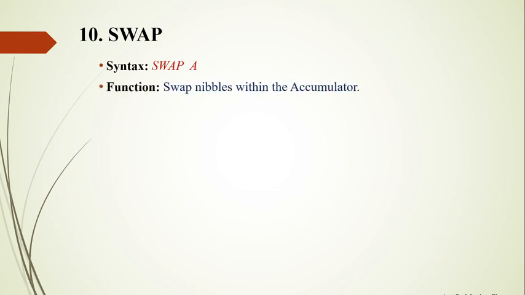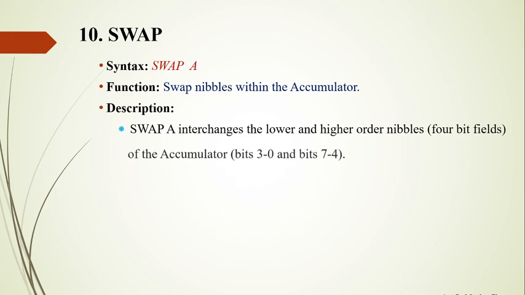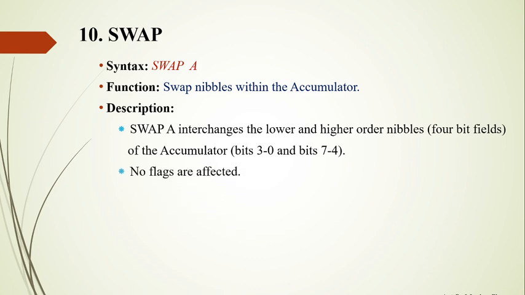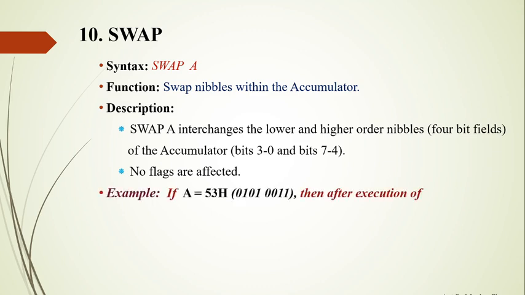Next mnemonic is swap. Syntax is swap A. So it swaps the nibbles within the accumulator. Nibbles are nothing but the group of 4 bits. So swap A interchanges the lower and higher order nibbles, that is the 4-bit fields of the accumulator, that is bits 3 to 0 and bits 7 to 4. No flags are affected during the execution of this instruction.